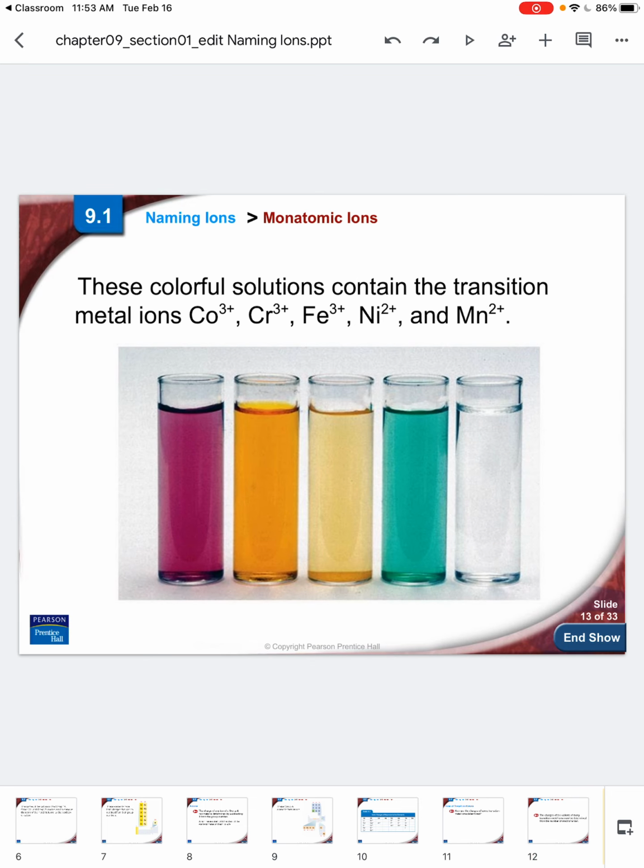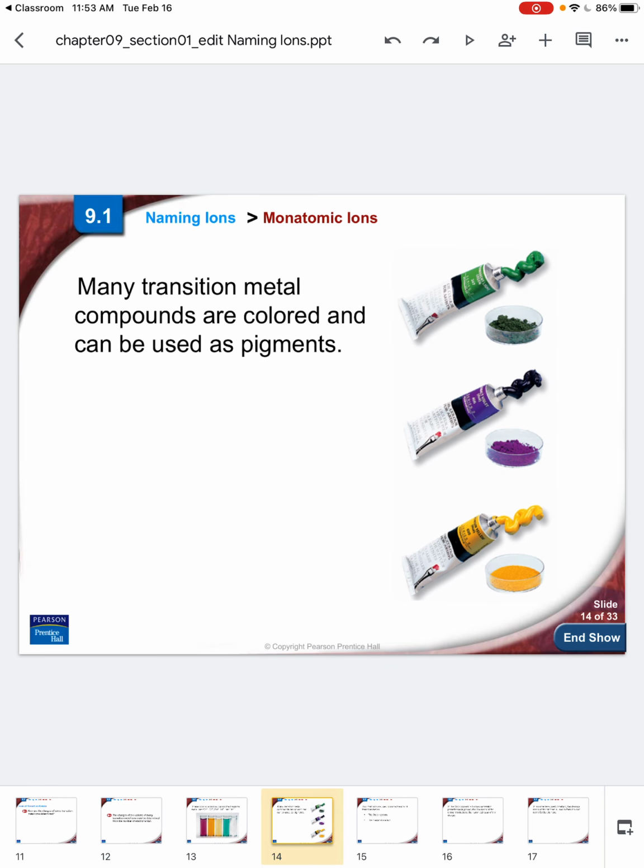Here are some typical beautiful transition metal solutions. These are obviously salts. They're not naming the counter ion or the anion. But going left to right, we have the color of cobalt, and then chromium, and then iron, and then nickel, and then manganese compounds. And you can see these transition metals, when combined with different salts, form a beautiful multicolored variety of colors, depending on the metal involved, that are great for pigments in paint.